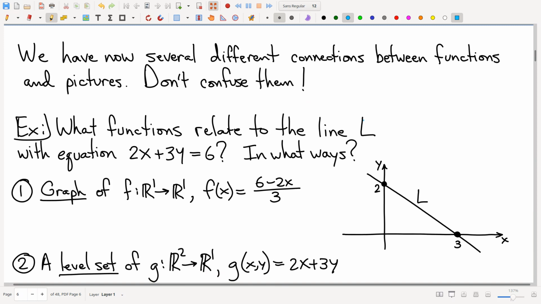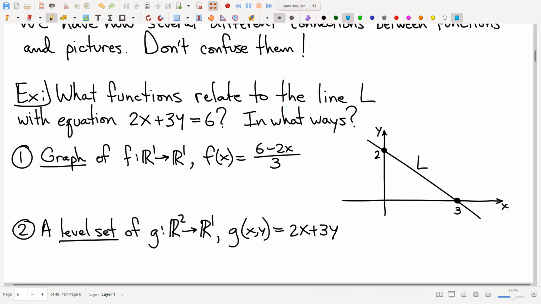Okay, so we've actually now talked about various different ways to draw pictures that help us understand functions. And I have a warning here. Don't conflate these. If you say graph when you mean level set, you're going to have something that's completely wrong. If you say level set when you meant graph, huge problem. It's just wrong, right? And so here's my example to illustrate this.